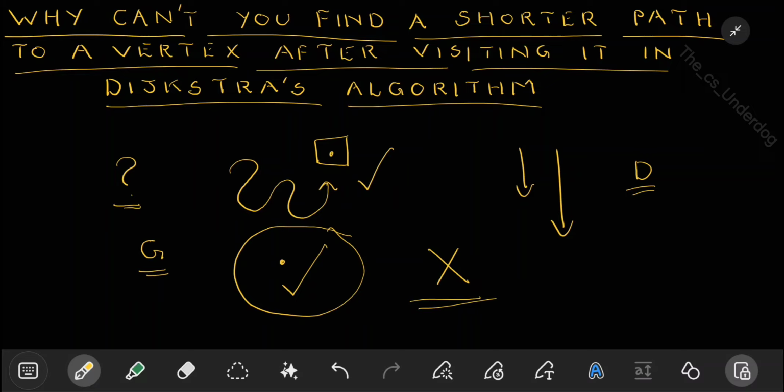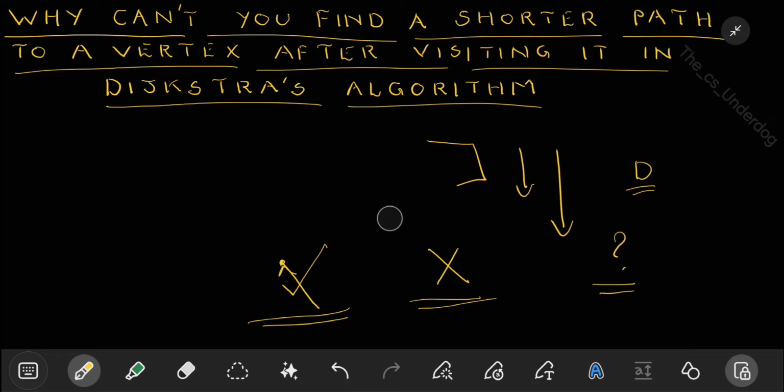Many of you would have had this doubt in mind: why is it that you can never find another shortest path after marking this vertex as visited? Why is it not possible that even after visiting, when you look through the other vertices, you may discover a new path which reaches here in even shorter time, or maybe shorter distance? Why is it not possible? This is what we are going to prove in this lecture.